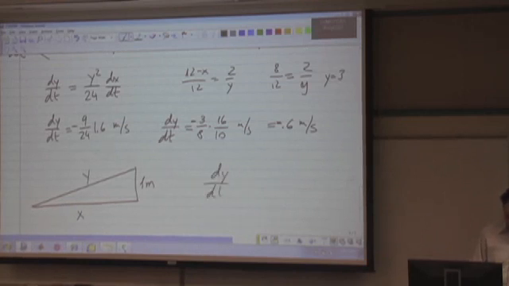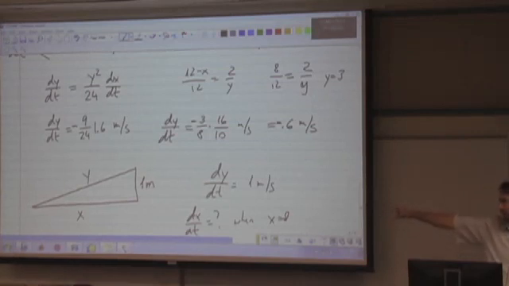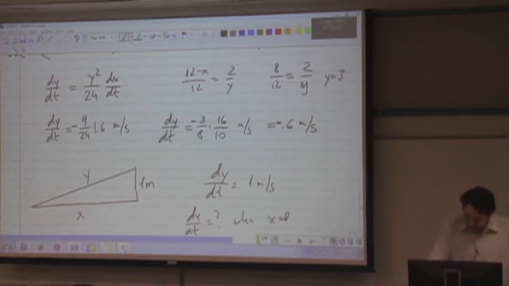dy over dt is equal to 1 meter per second, right? What do we need to find out? dx over dt when x is equal to 8. Very good. And that's all there is to it, right? I'm hoping everybody can connect x and y. It's a theorem starting with P. Yes? Okay. What else? Can you set up 16?